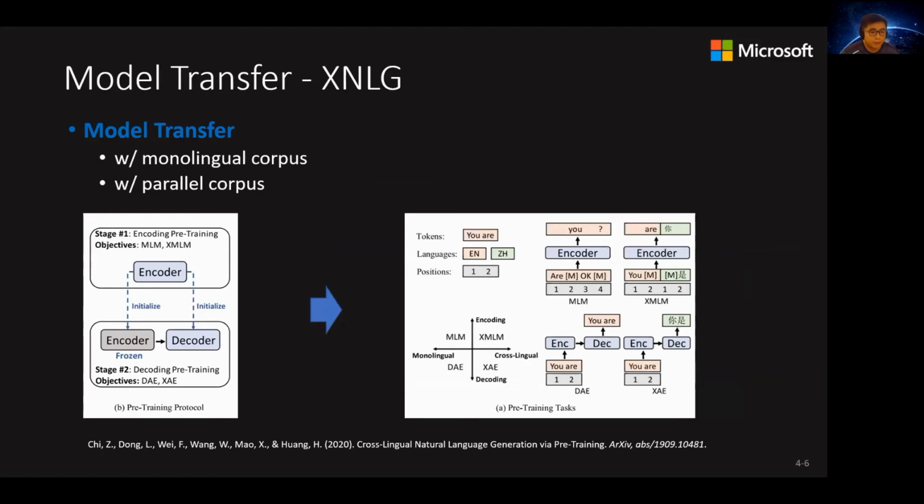Chi et al. proposed the XNOG model, which is an encoder-decoder architecture for the question generation task. It will take the input sentence with grammar errors as input, and the decoder is supposed to output the correct sentence. XNOG proposes two stages of pre-training for both encoder and decoder, and there are several pre-training tasks for better cross-lingual transfer based on both monolingual corpus and parallel corpus data.